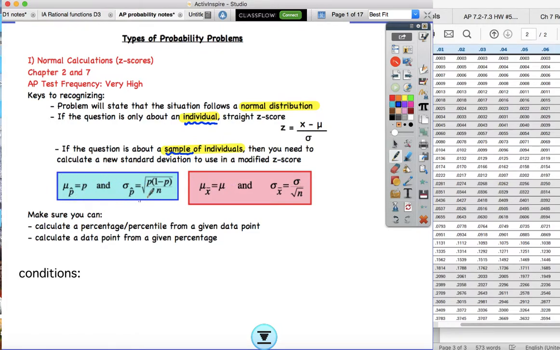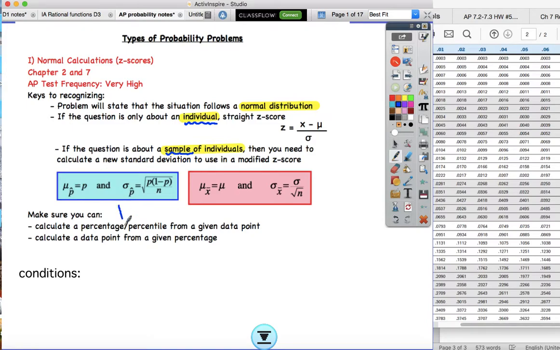Now, the blue box is if you're dealing with proportions. The red box is if you're dealing with means and standard deviations. It all depends on what the given information is about. The idea is that these are dealing with sampling distributions. And we have some conditions that we have to check first before we can use these.